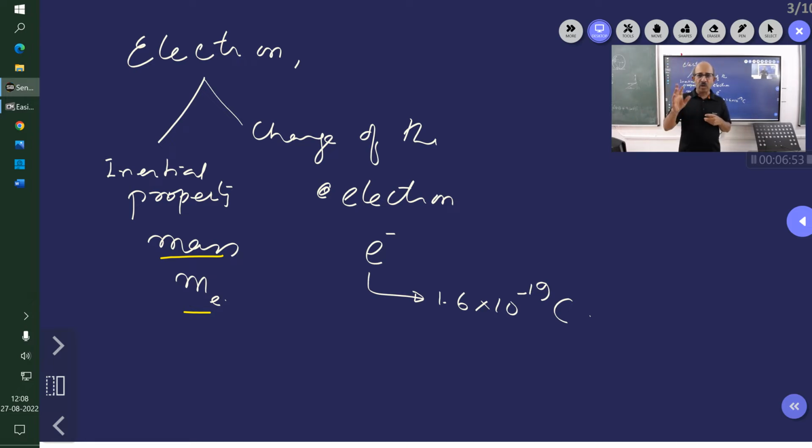Intrinsic means inborn. When matter is formed, charges automatically exist. Nobody has added charges to matter. When matter is born, charge is born. That is what we call intrinsic. So charge is an intrinsic property of matter.